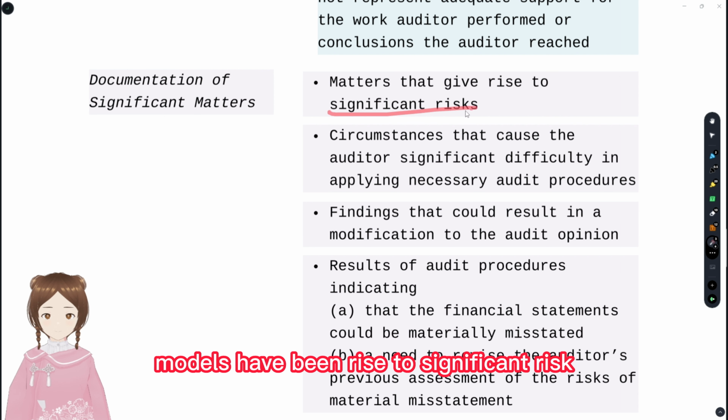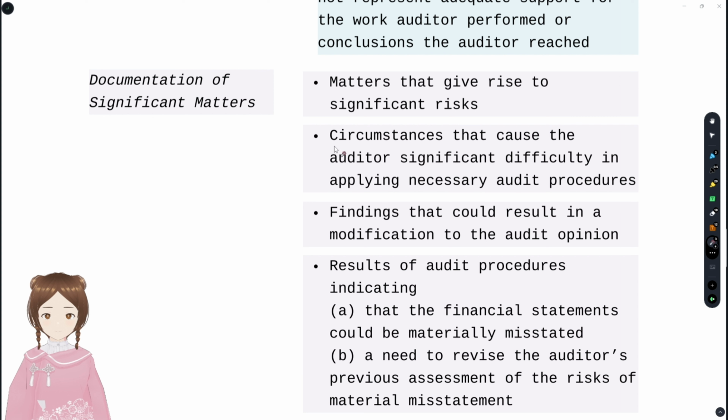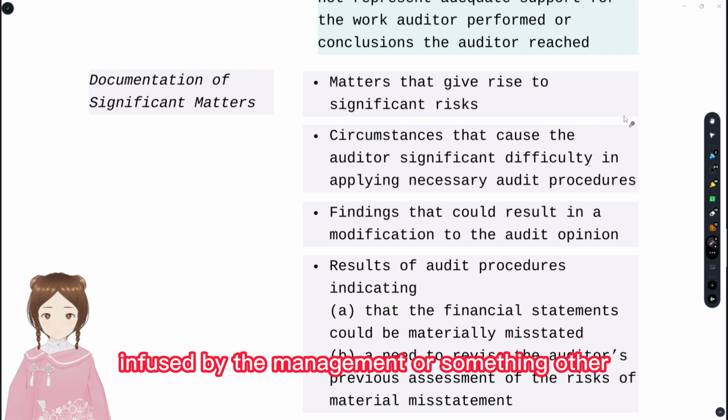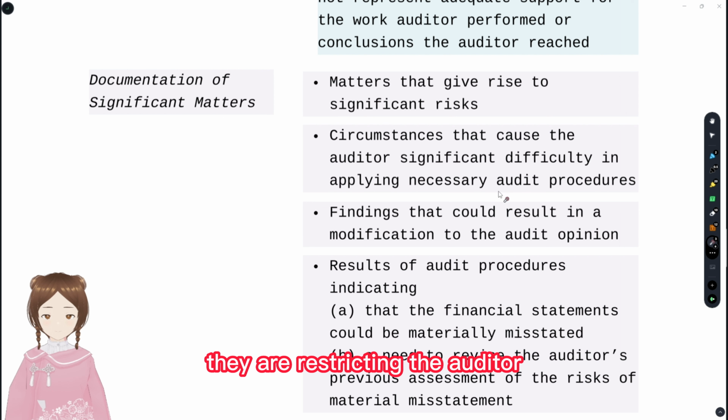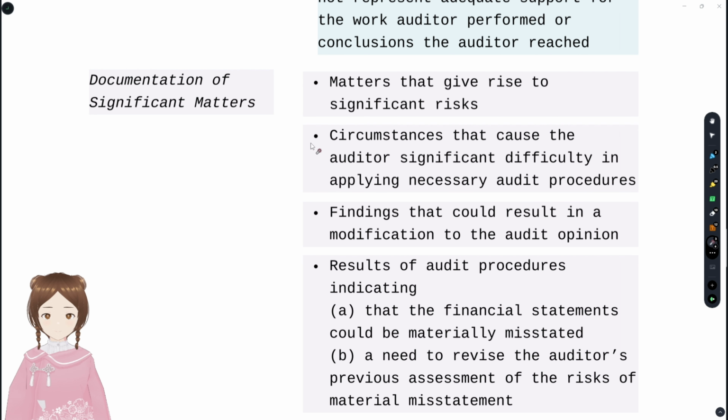Matters that give rise to significant risk. They're talking about the entity here, the significant risk. Circumstances that cause auditors significant difficulty in applying necessary audit procedures, like limitation of scope that was imposed by the management or something other. They're restricting the auditor in performing the audit procedures. They're talking about the auditor here.